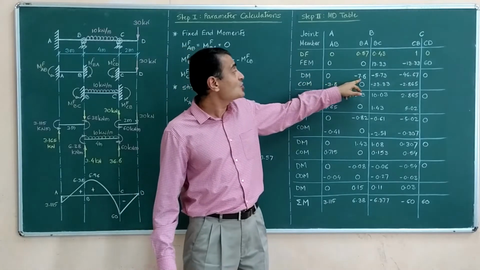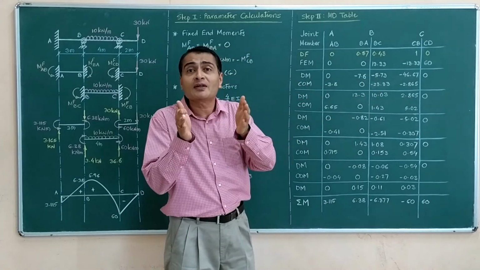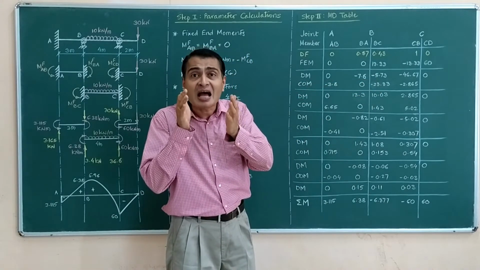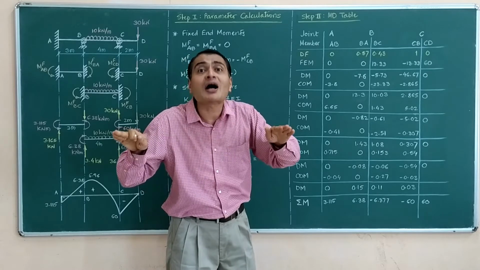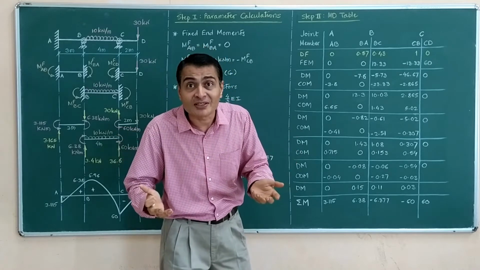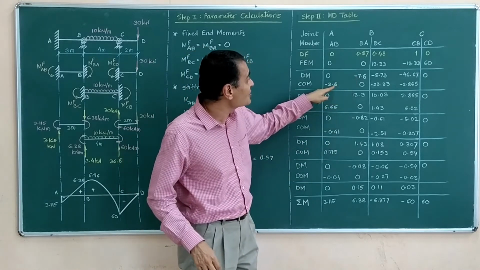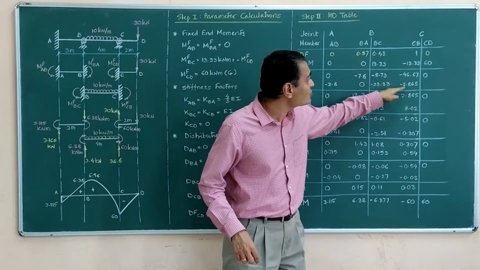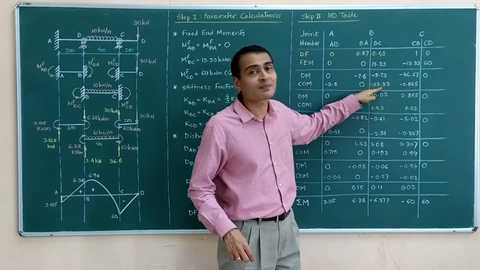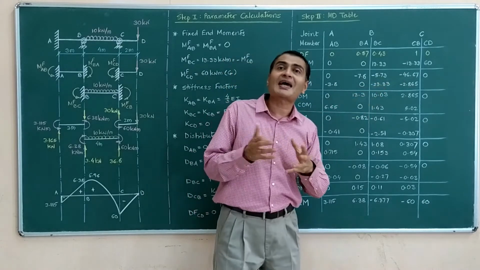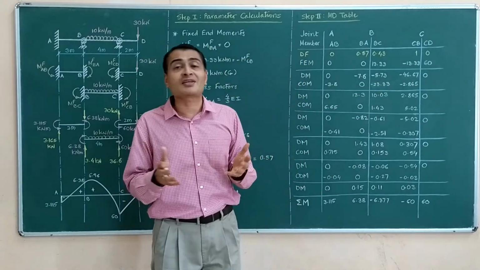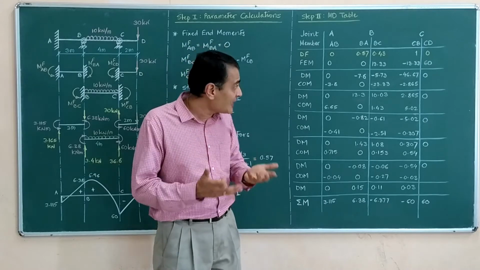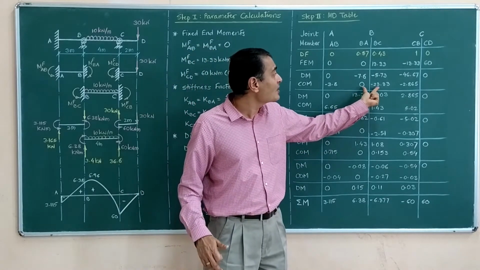Next, these moments have got distributed, but they won't remain there. Half of these will go to the other ends, carried over moments. So half of this comes here, half of this goes here, half of this goes here, half of this comes here. So these are my carried over moments. Carryover factor is half.